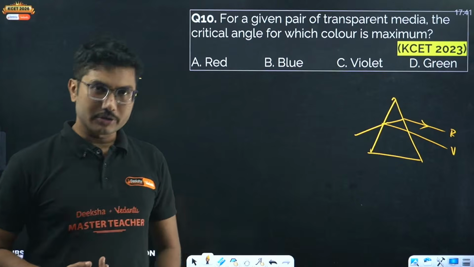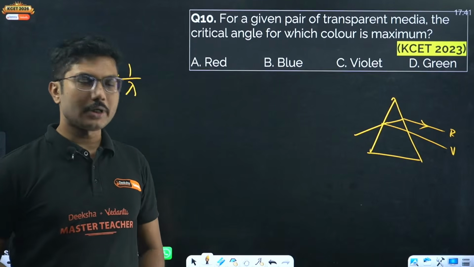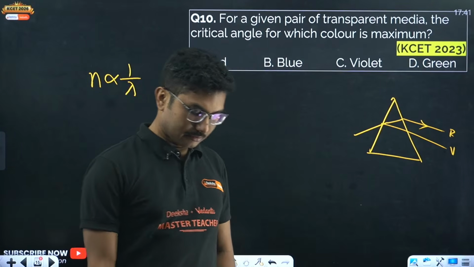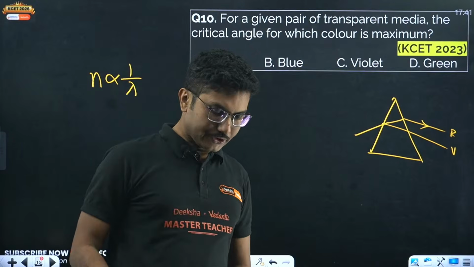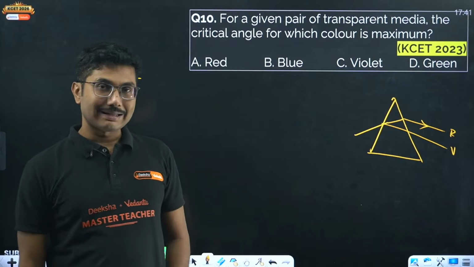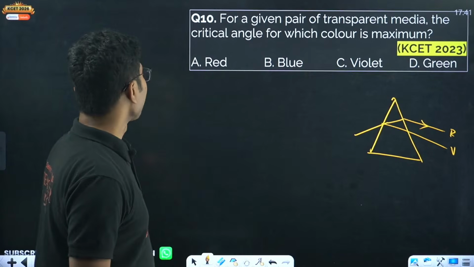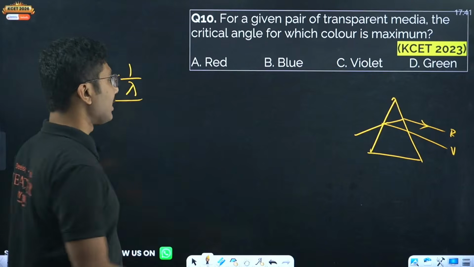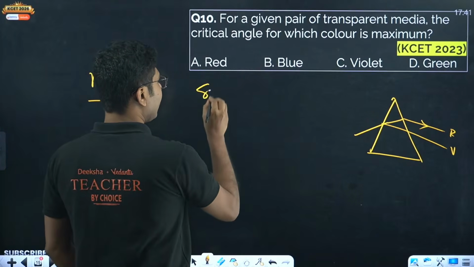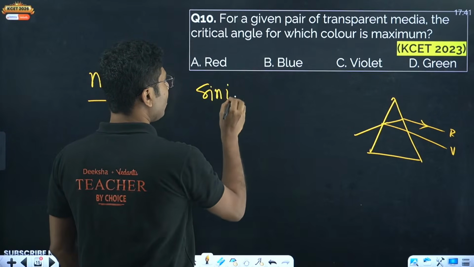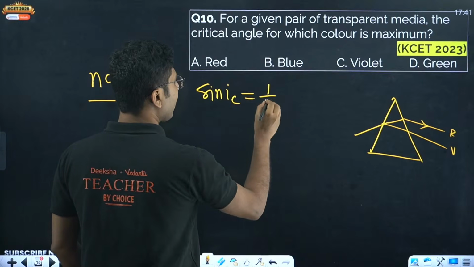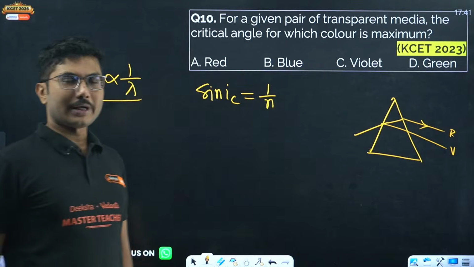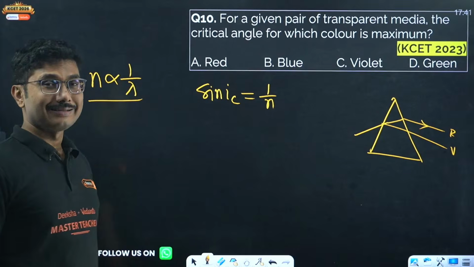Okay, not only because of scattering but also because of the deviation, refraction. Both reasons are why we use red color as a danger signal. Now, refractive index is inversely proportional to wavelength. What is critical angle? Critical angle between two media is given by 1 upon n. So refractive index and critical angle are related like this.